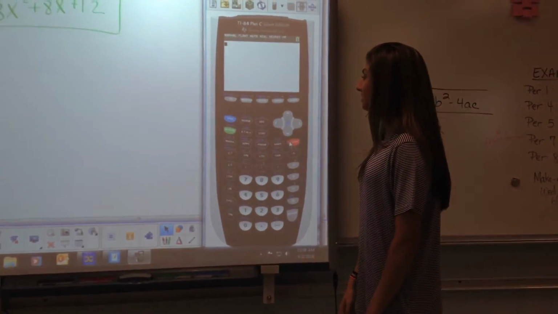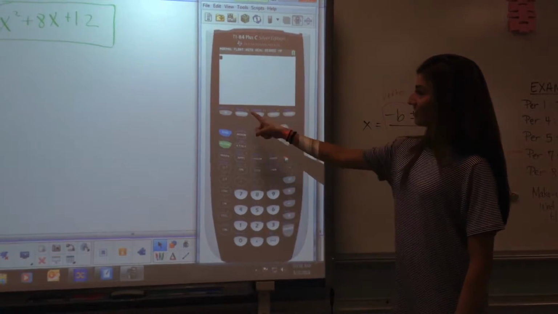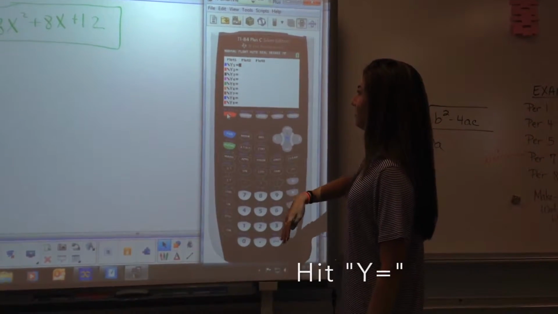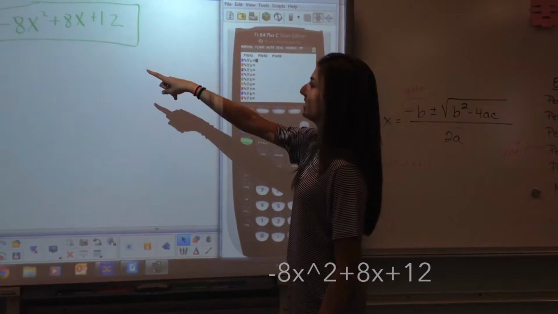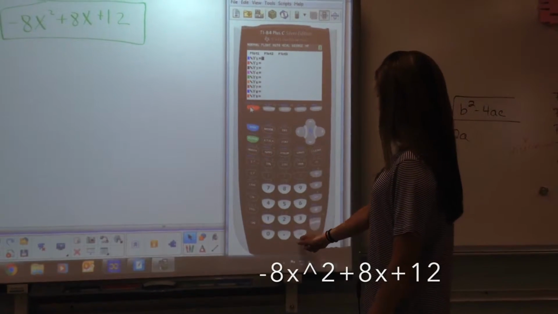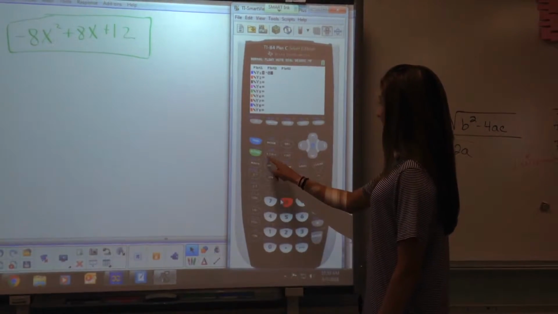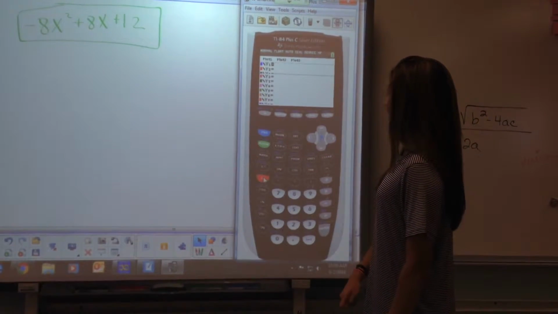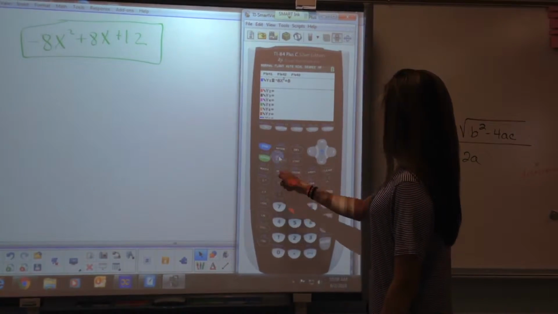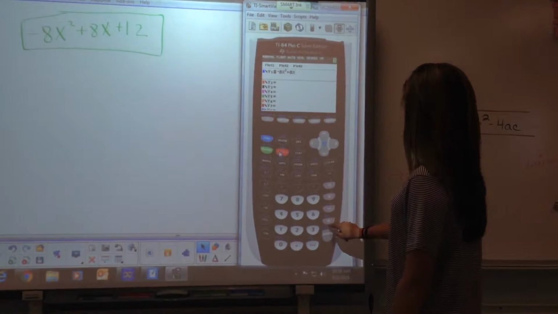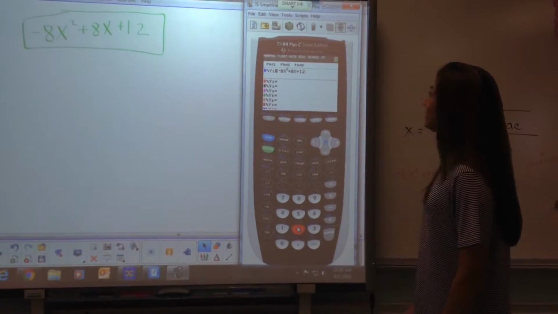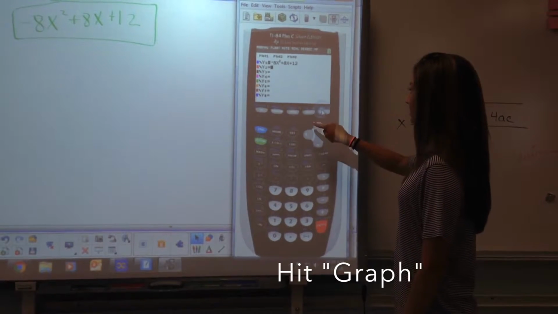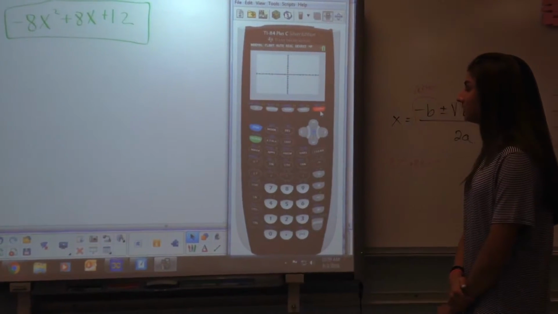So, let's say you want to put a function into your calculator. All these buttons up here are pertaining to graphing. So, you hit y equals, and you have all of these functions. If you want to put in negative 8x squared plus 8x plus 12, you could put in negative 8. Right here is your variable button, so negative 8x squared, plus 8x plus 12. Then you hit enter, and it's stored in your functions. And if you hit graph over here, it should show up on the screen.